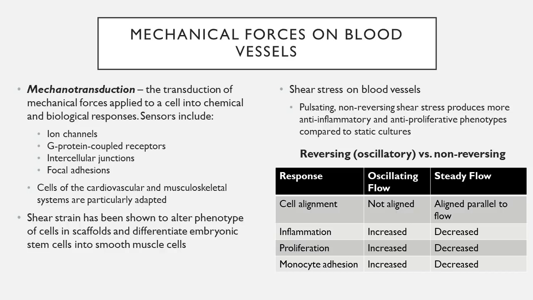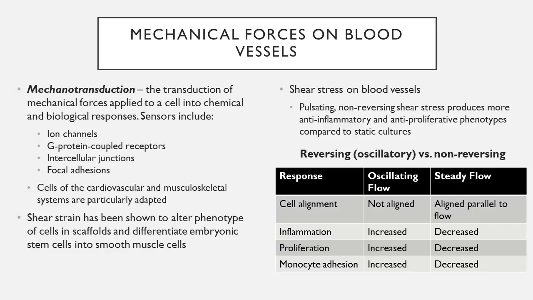There have also been studies that compare the difference between reversing, like oscillatory flow, versus non-reversing flow in response to different cell parameters. So for instance, cell alignment isn't going to change whenever there's oscillating flow, but if there's steady flow, cells are going to align themselves parallel to the direction of flow. In sites of inflammation, that's going to be increased whenever you have oscillating flow as opposed to steady flow. And both proliferation and monocyte adhesion are going to decrease in the case of steady flow versus oscillating flow.